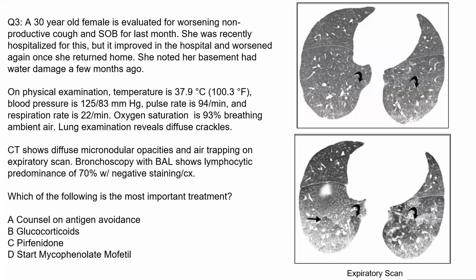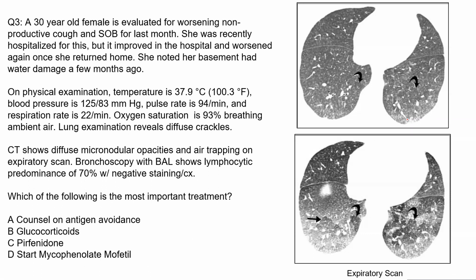All right, next question. It's another tough one. A 30-year-old lady is evaluated for a worsening non-productive cough and shortness of breath for the past month. She was recently hospitalized with this, but improved in the hospital and worsened when she returned home. She didn't know her basement had water damage a couple of months ago. On physical exam, the temperature is 37.9, blood pressure is 125 over 83, pulse rate is 94, and respiratory rate is 20. Oxygen sat is 93% breathing ambient air. The lung exam reveals diffuse crackles.